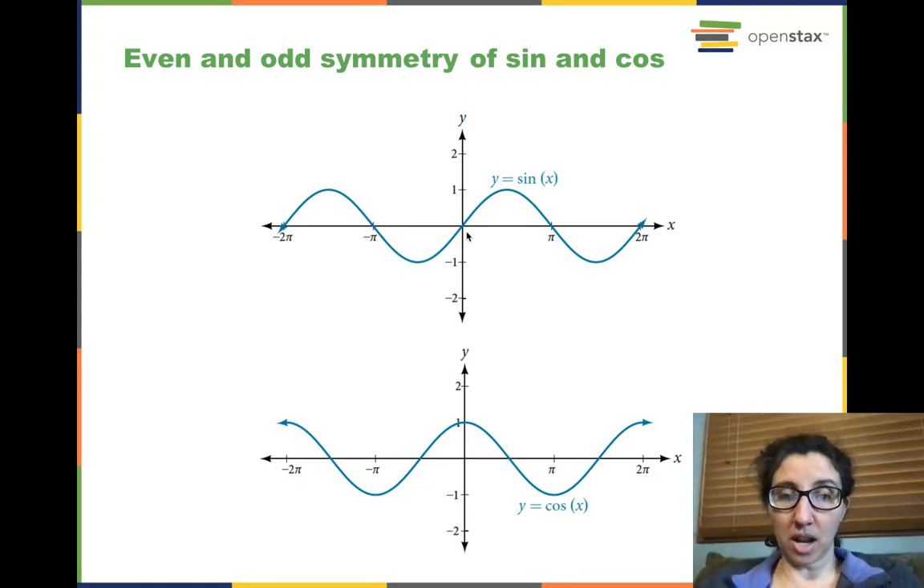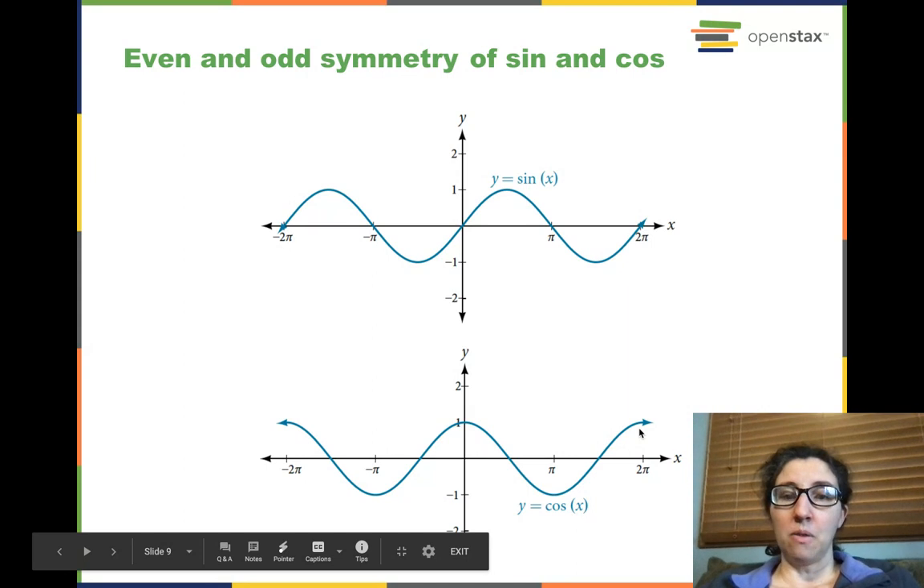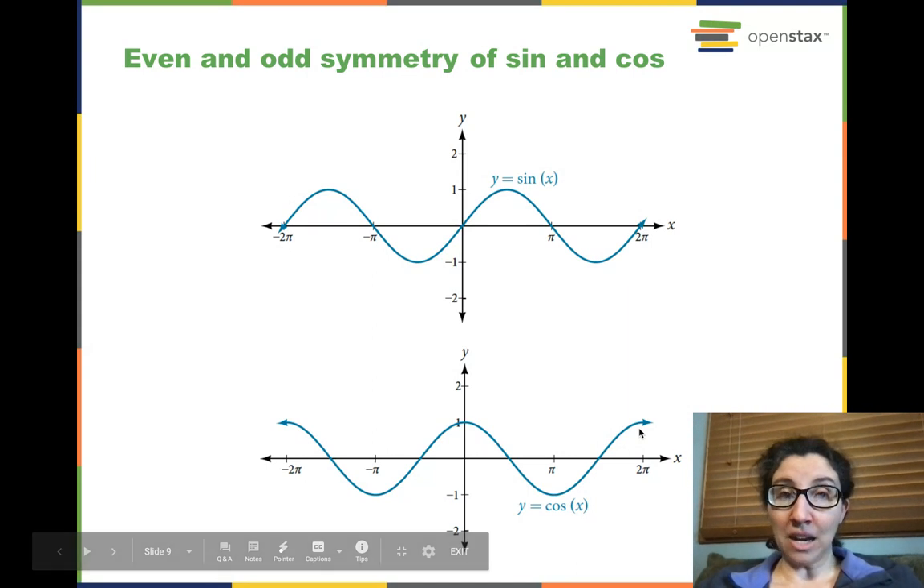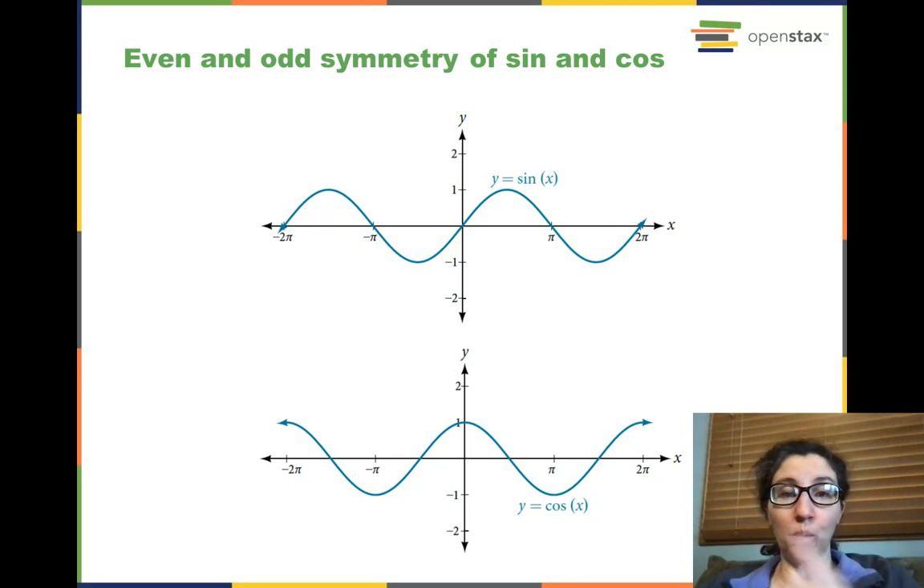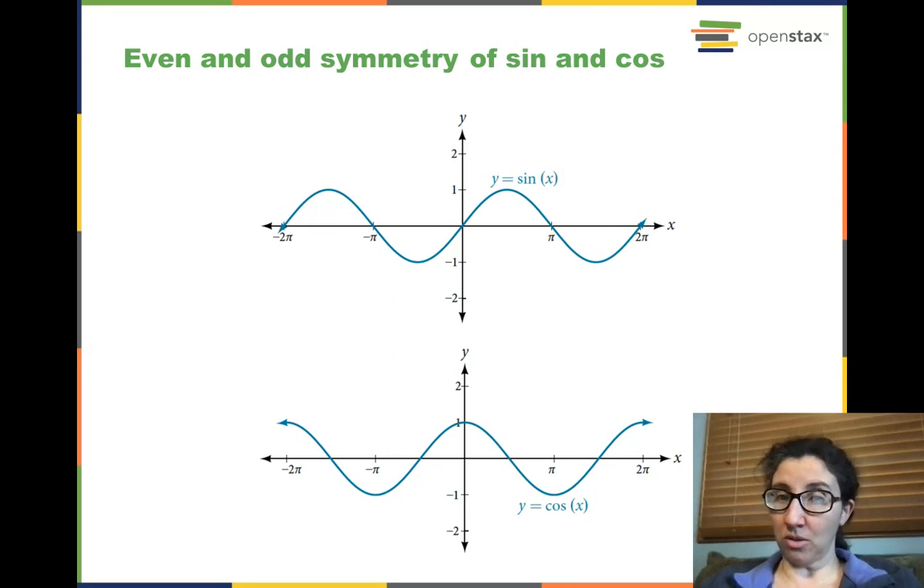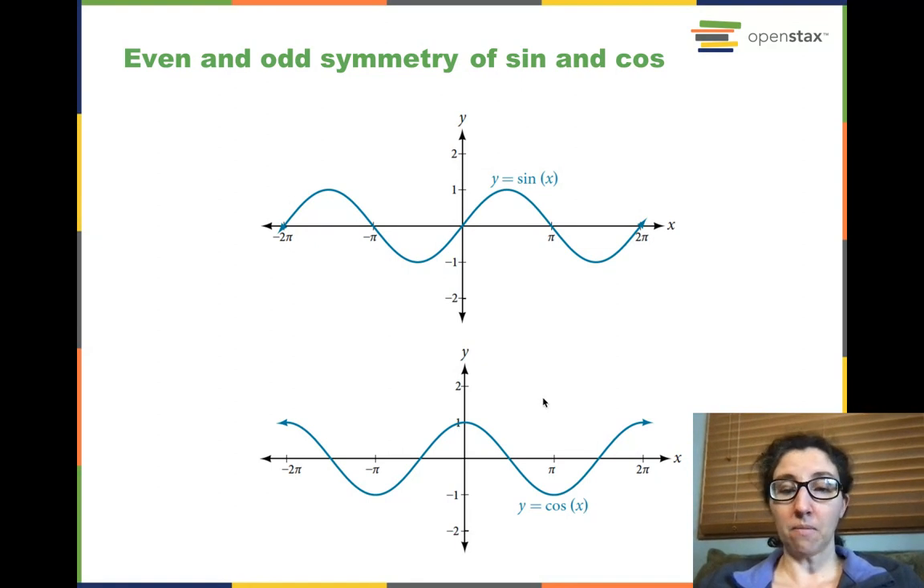Okay, these are periodic functions. So let's make some observations. Their period is 2 pi for both of them. Their domain, at what values can we put in them? Any x value. They go on forever, right? The domain is all real numbers. How about the range? They both go from negative 1 to 1. They can't be bigger than that, right?